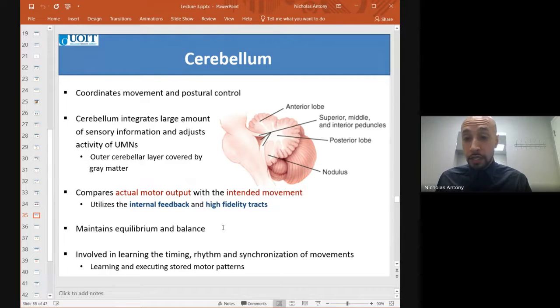So generally speaking, the way to understand it is that the cerebellum in relation to motor control is involved in the learning, the timing, the rhythm, and the synchronization of movements. So in relation to this course, it's the learning and executing of stored motor patterns. If someone has a problem with the cerebellum, they are uncoordinated. If someone has a problem with the basal ganglia, they have force problems with the muscles. Okay?